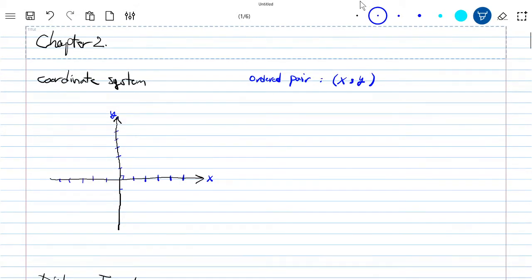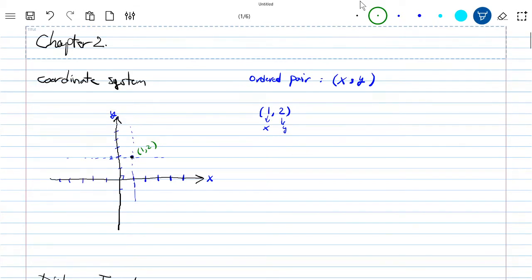Okay, so let's say you're given a point 1 and 2. How do you show it? This means the x coordinate is 1, the y coordinate is 2. So I'll find x equal to 1, and y equal to 2. It's here. Draw a horizontal line across the y-axis, a vertical line across the x-axis. Their intersection is what you're looking for. So this point has the coordinate of 1 and 2.